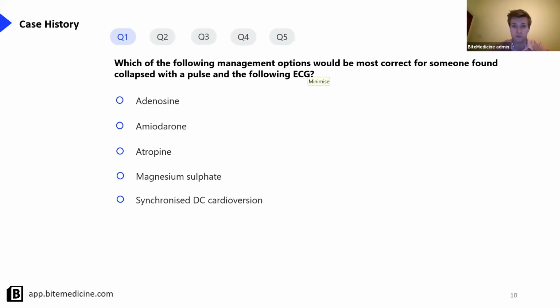So if you head over to menti.com, the first question we're going to be asking is the following: which of the following management options would be most correct for someone found collapsed with a pulse and the following ECG? Okay, so the options you should be able to see at menti.com. The options here are adenosine, amiodarone, atropine, magnesium sulfate, and synchronized DC cardioversion. So here is our ECG.